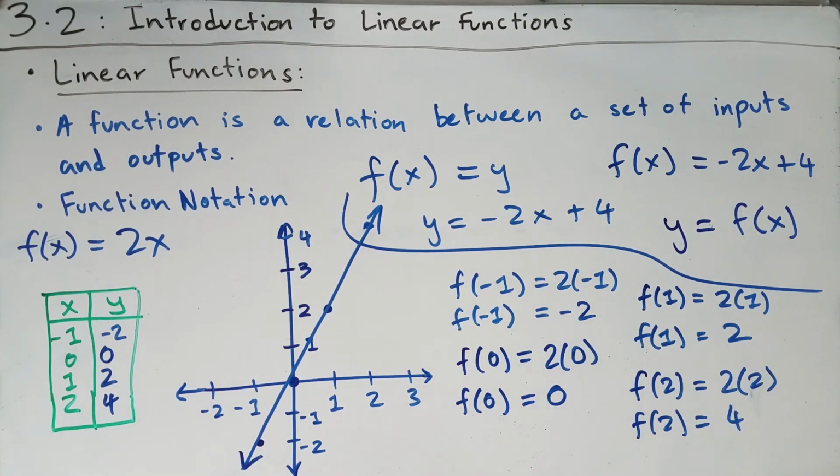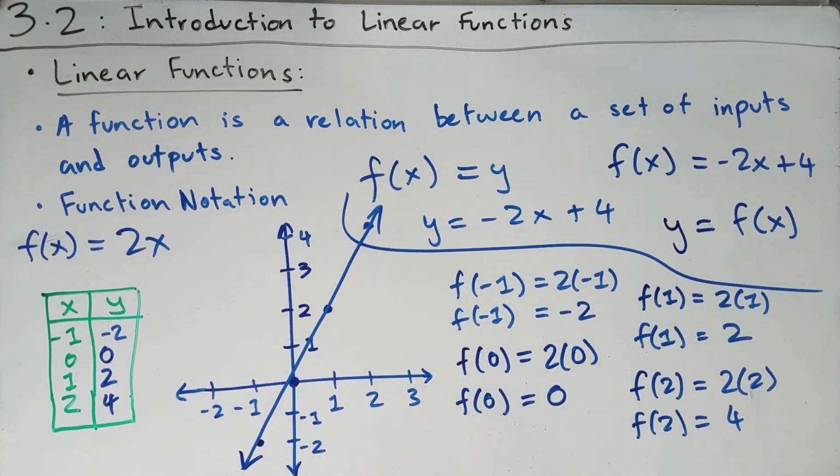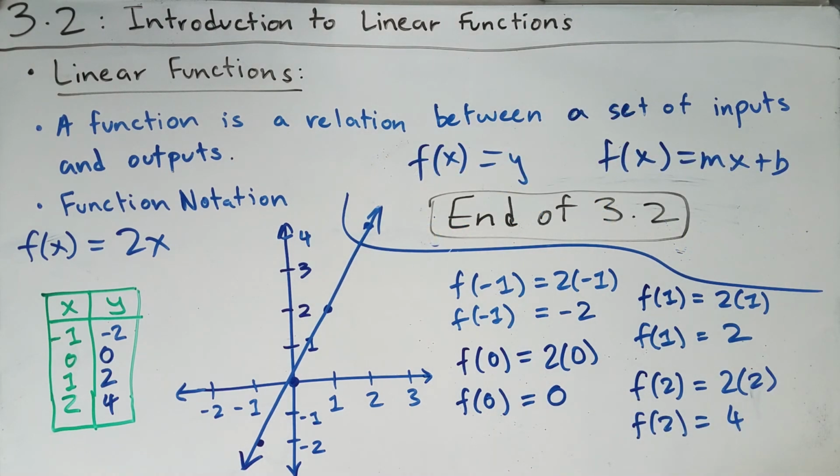In summary, when you're graphing linear functions using this table, for whatever points you're plugging in for x, you have to completely simplify it in the function and then plot the y value for that x value. Once you're done plotting the points on the coordinate plane, you can connect the dots using a line. And this is it for section 3.2.